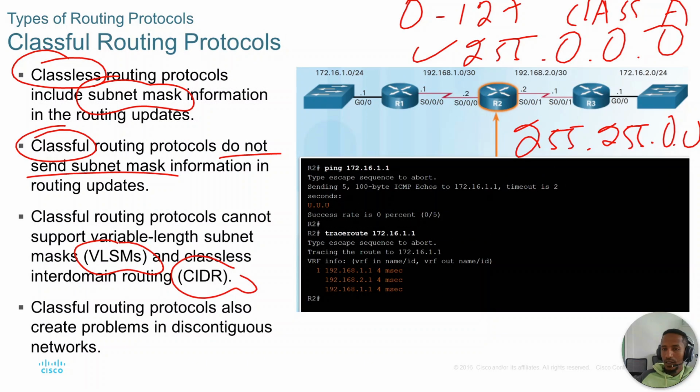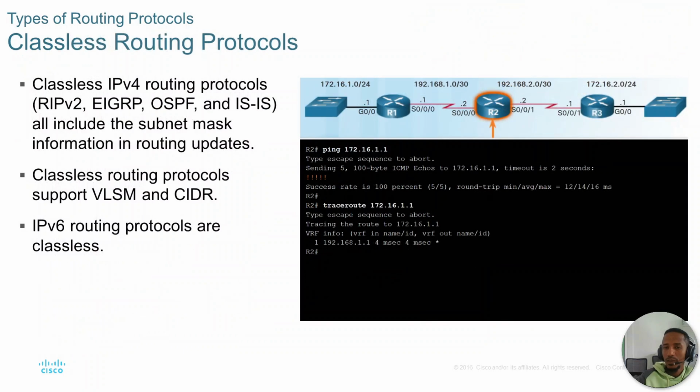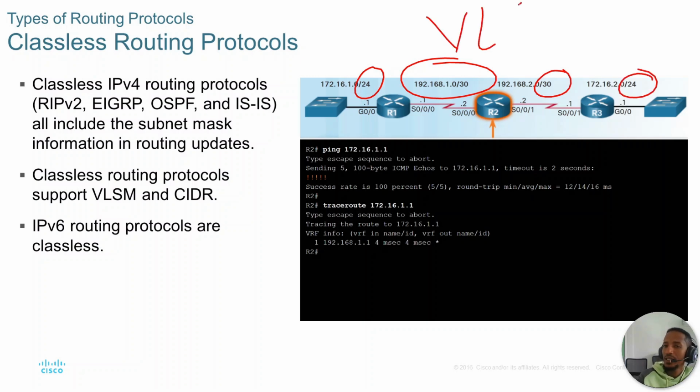So from this, for example, you can see here, this is what kind of routing protocol? The variable length subnet masking. Here you can see it is /24, here it is /30, here it is /24. So it means that it's variable length subnet masking. They are not the same. So that's the variable length subnet masking.